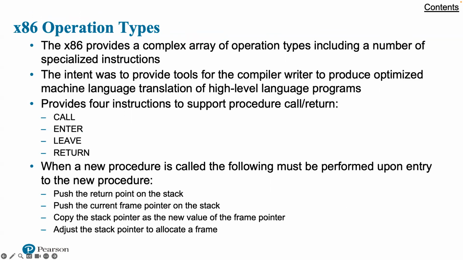The x86 provides a complex array of operation types, including a number of specialized instructions. The intent was to provide tools for the compiler writer to produce optimized machine language translation of high-level language programs. Most of these are the conventional instructions found in most machine instruction sets, but several types of instructions tailored to the x86 architecture are of particular interest.